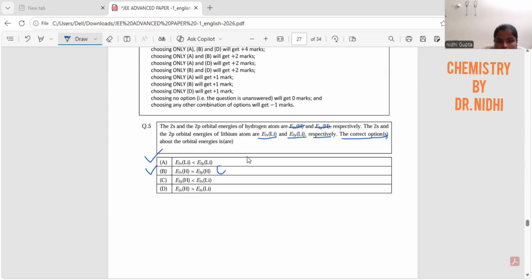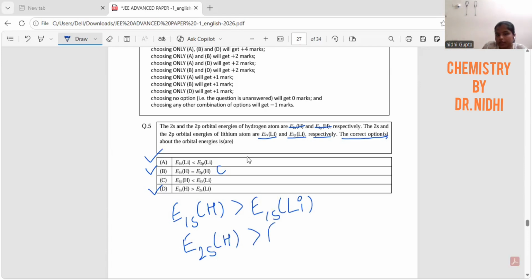Now comes the fourth one. D will be correct, because the energy of the 2s orbital for hydrogen will be higher than the energy of the 2s orbital for lithium, because of the higher charge of lithium. For the other subshells also, if this condition is true, then 2s of H will have greater energy compared to 2s of Li. So which options are correct? A, B, and D. Let us also see C.